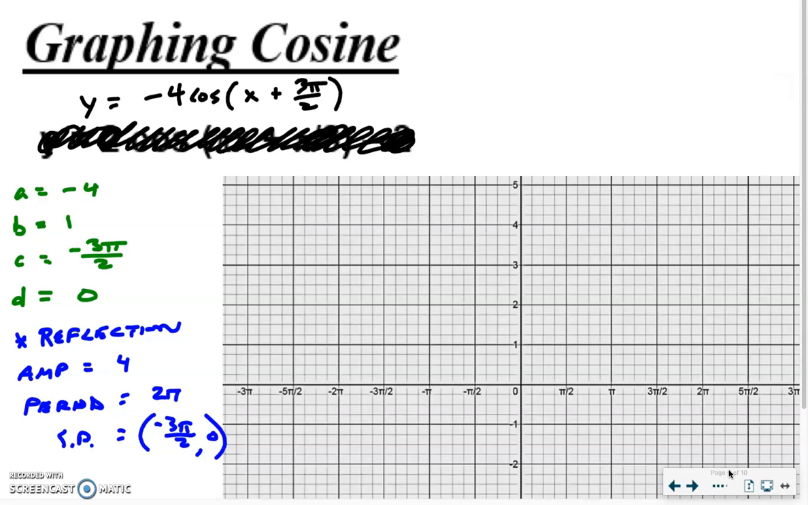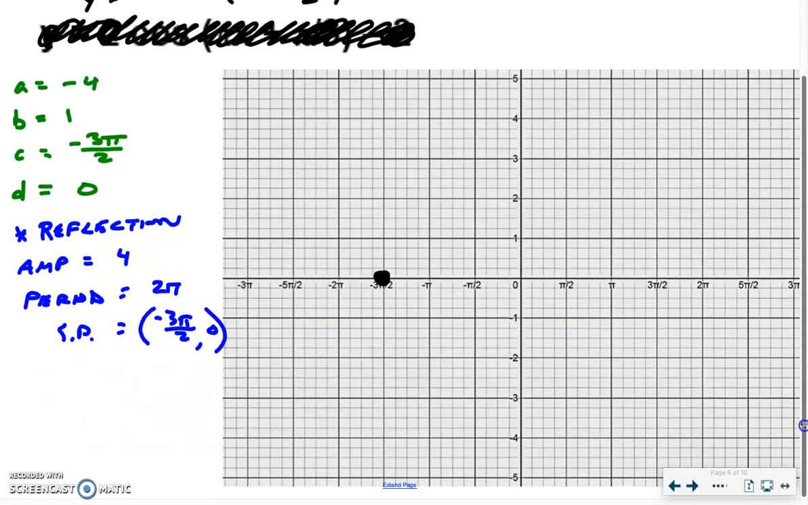All right, so going ahead and drawing this graph. My starting point is at (negative 3 pi over 2, 0). There it is. My amplitude, we said, is 4. So that means from the starting point, a little more space here, I'm going to move up 4.